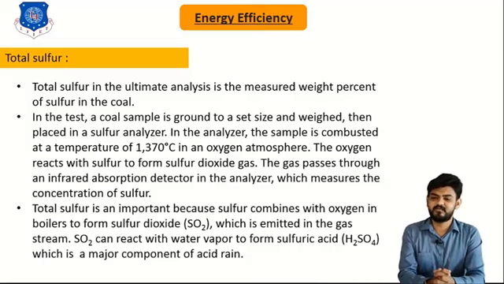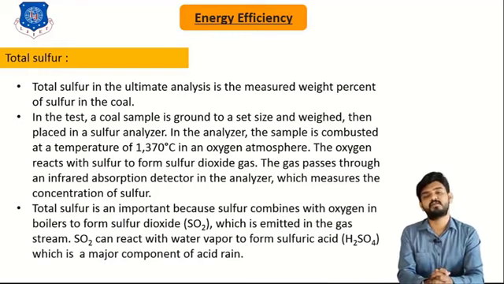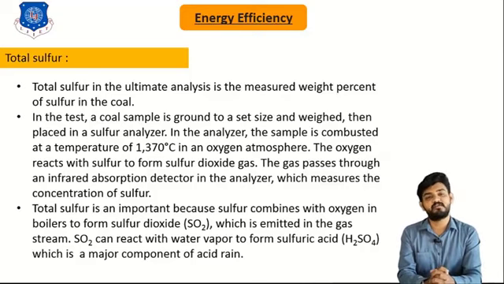The total sulfur is important because sulfur combines with oxygen in the boiler and produces sulfur dioxide. This sulfur dioxide then reacts with water vapor present in the atmosphere and produces sulfuric acid. This sulfuric acid is again an environmental concern because it ultimately produces acid rain.